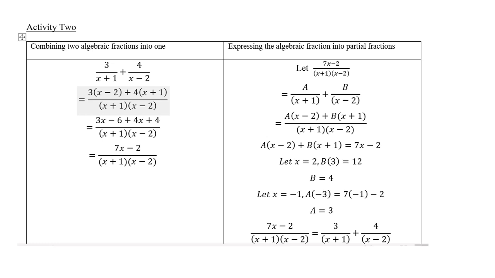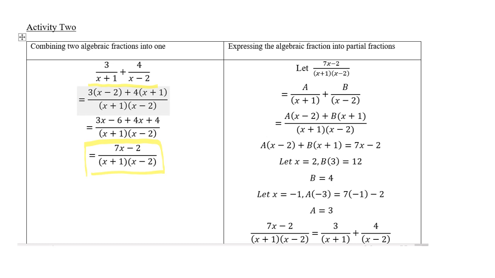If you look at activity 2, on the left hand side, this is what you have learned in your lower secondary. This is how you combine 2 algebraic fractions into 1. We have 2 algebraic fractions here, 3 over x plus 1 and 4 over x minus 2. We find a common denominator, which would be x plus 1 and x minus 2, and then you simplify it, and this will be what you get. So now we have to reverse the process. Let's reverse the process.